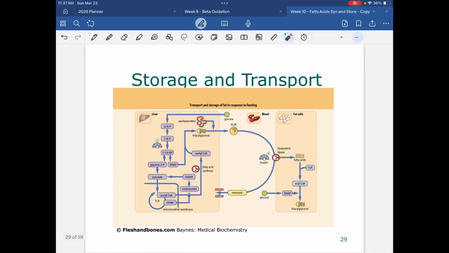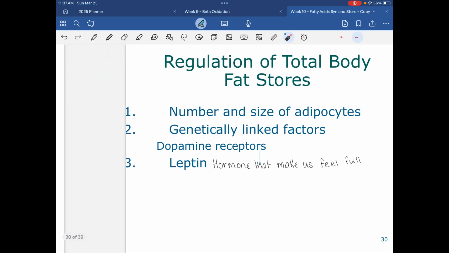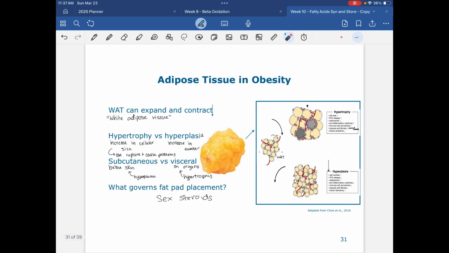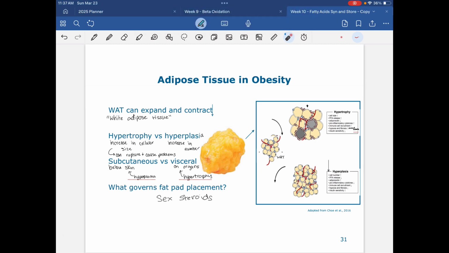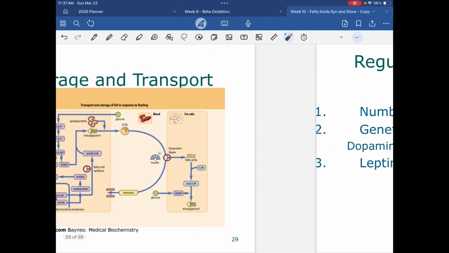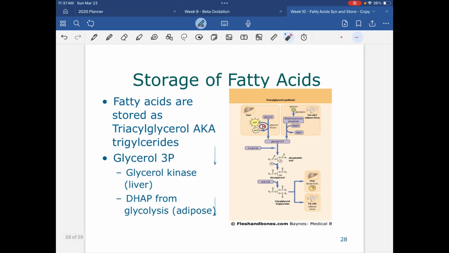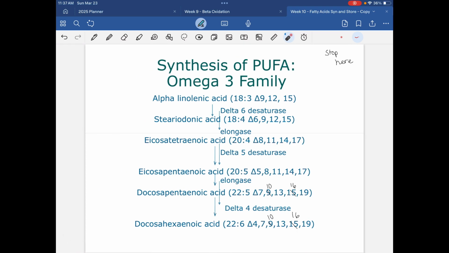And I think this stuff is not too bad. I think if you guys just read and use some of your brain cells that I know you all have, hypertrophy versus hyperplasia, it's all easy to digest in my opinion.